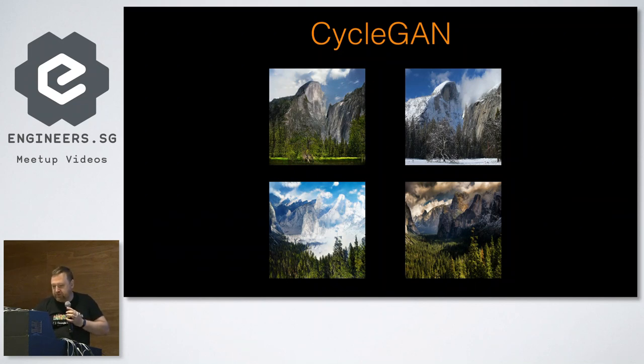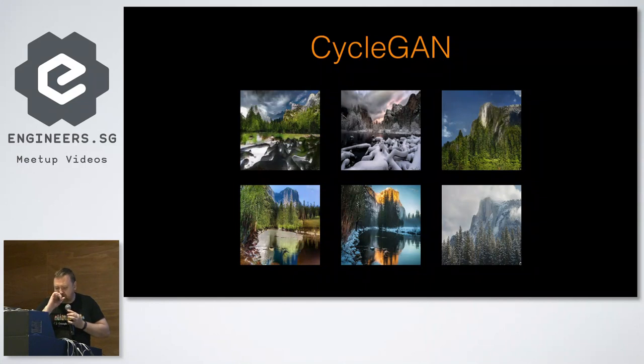The same with the bottom. We've got one winter, one spring. Here are some more. Here are some ones that didn't work out as well. For example, on the top left there, it's trying to turn that winter picture into spring, but it doesn't really know what to do when you take the snow away.